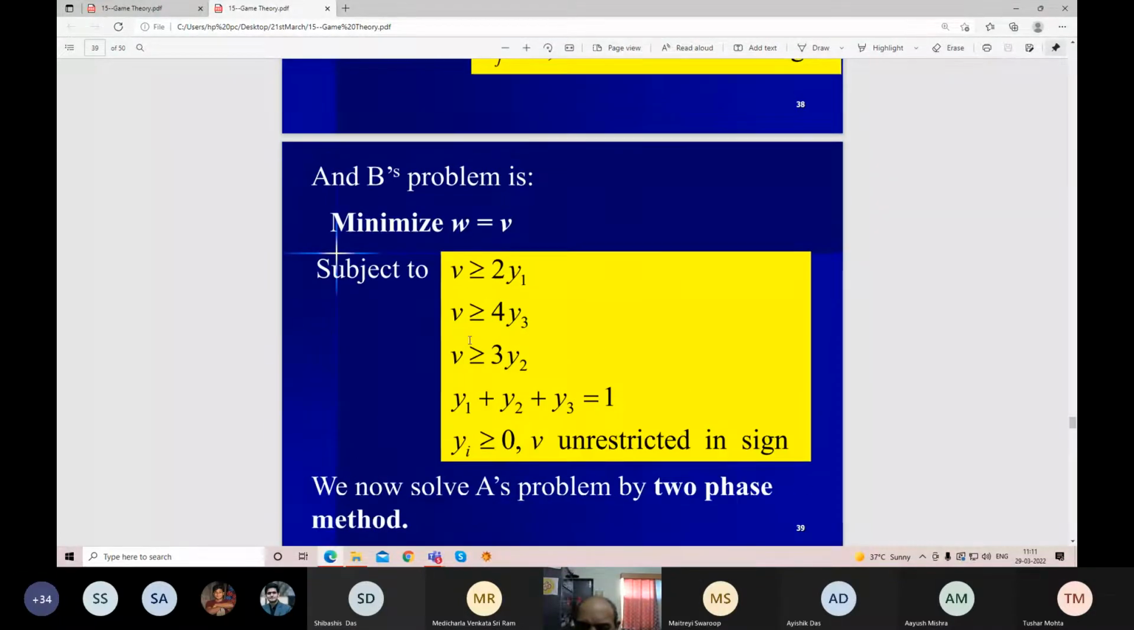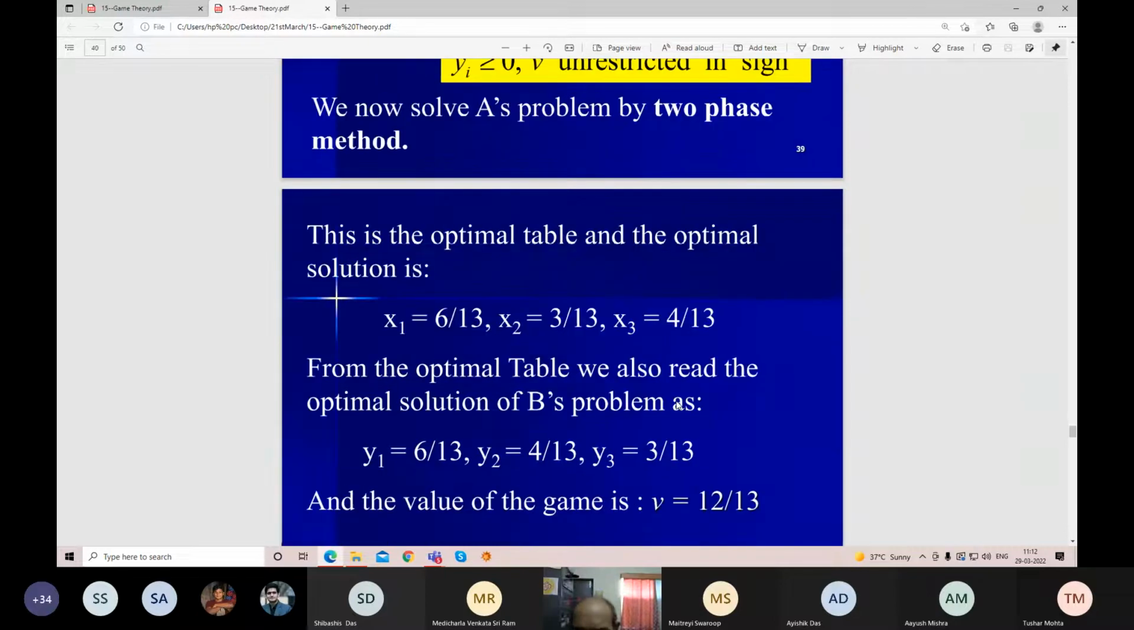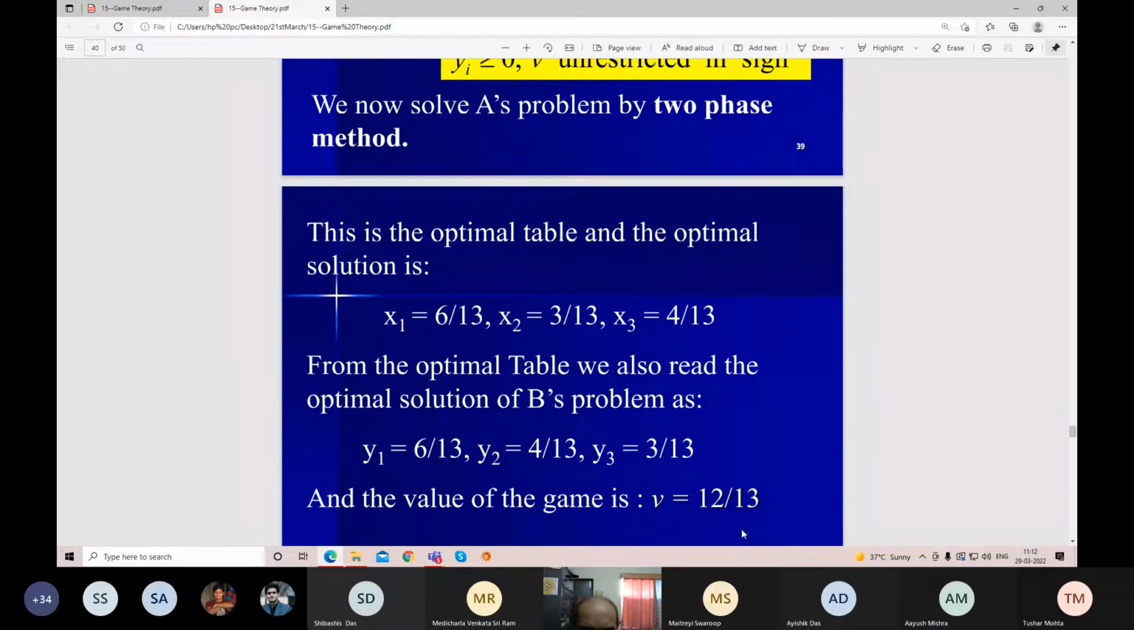What is nu? Here you can see nu is greater than or equal to, so nu by 2 equal to y1, nu by 4 equal to y3, and nu by 3 equal to y2. And if you add y1, y2, y3, their sum is equal to 1. So as a result, we are finding this nu equal to 12 by 13. Nu equal to 12 by 13. So this is the expected value of the game. Since it is positive, it is a gain for player A.